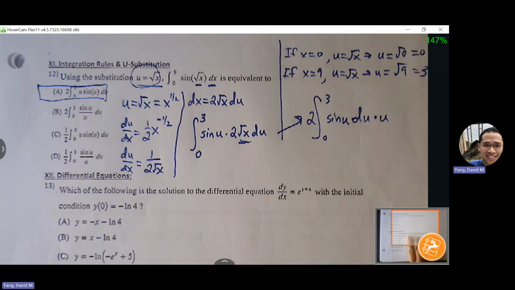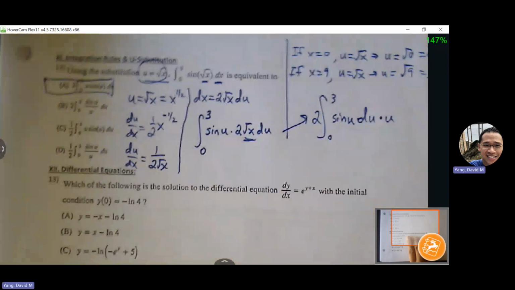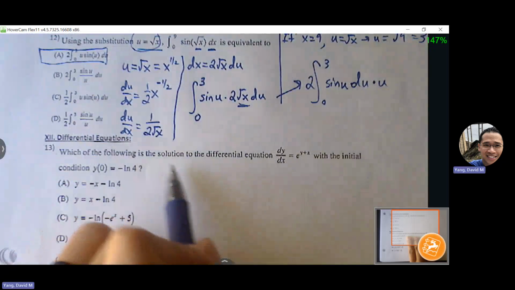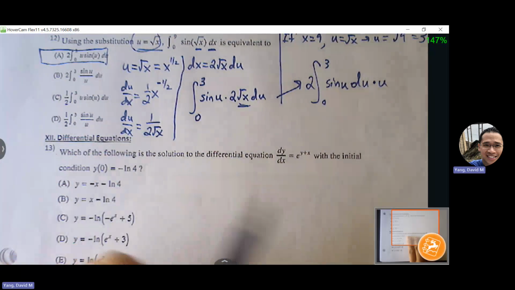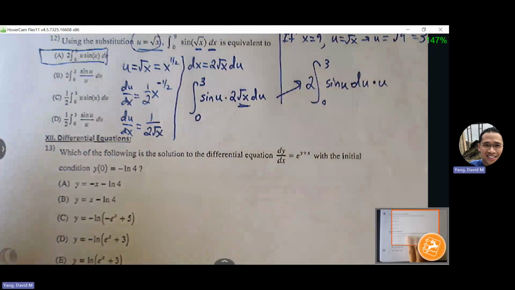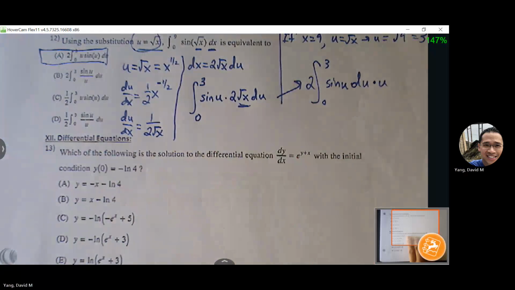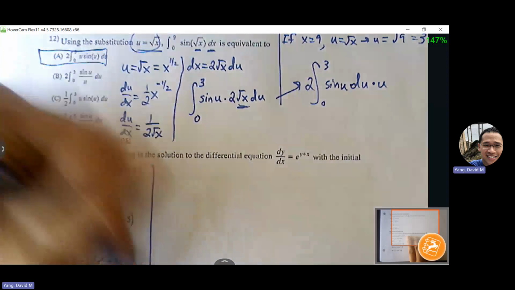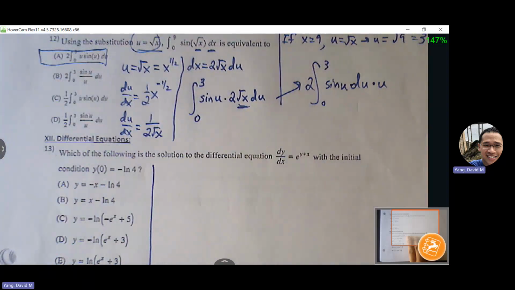Okay, any questions here? All right, number 13. Which of the following is a solution? So this is solving differential equations. You guys just took an FRQ quiz over these steps. So we're just going to go through our steps to separate our variables, get our y's on the left, x's on the right, take the antiderivative, plus c shows up, and then we solve for c.